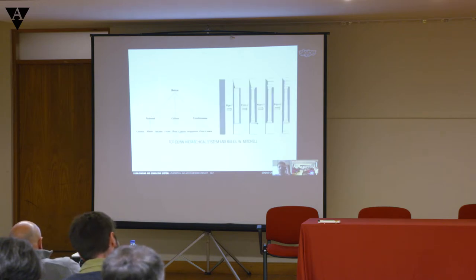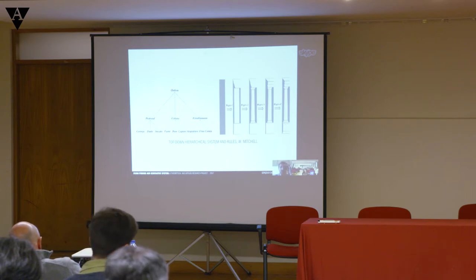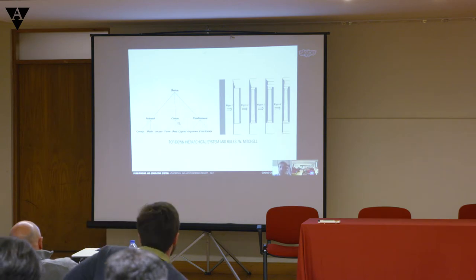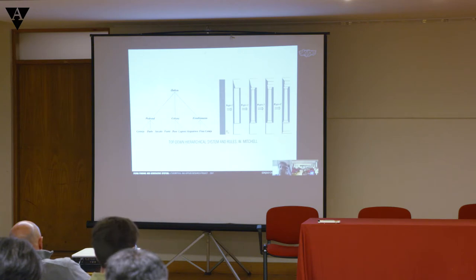And the fourth group will be shape grammars. The shape grammars that we know are very formal, most of them top-down systems. So we have an order, we have the part and the division of the part. So if we get these rules, we get the code.